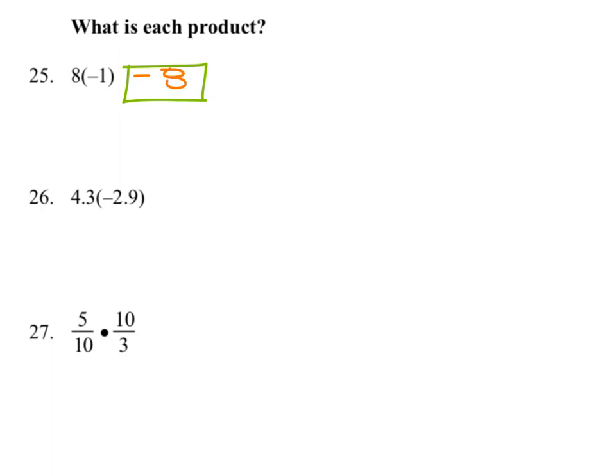4.3 times -2.9. Well, I'm going to go out on a limb here and say negative times positive is negative, so we know that. So now I can just do the calculation of 4.3 times 2.9, knowing that it will be negative, and then saying 9 times 3 is 27, carry the 2. 9 times 4 is 36, plus the 2 is 38.